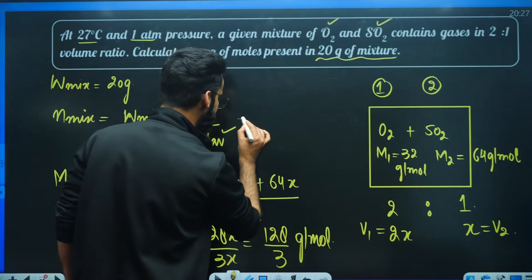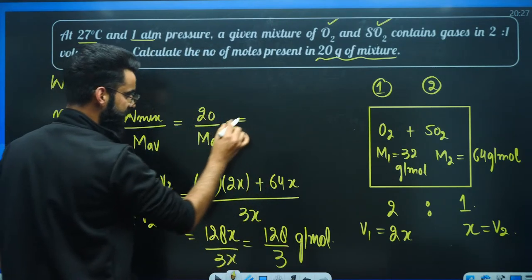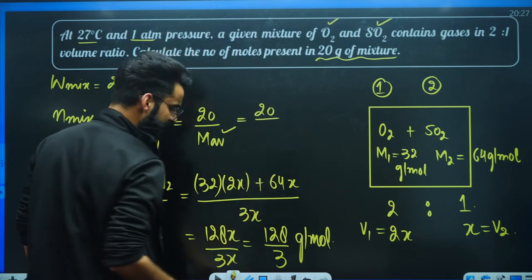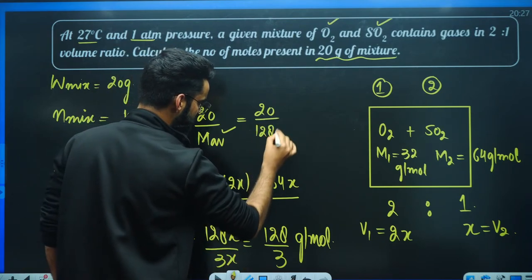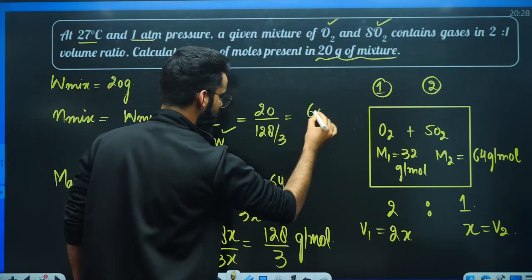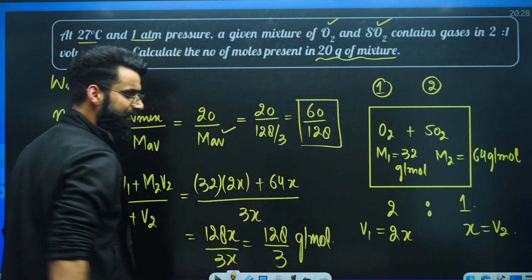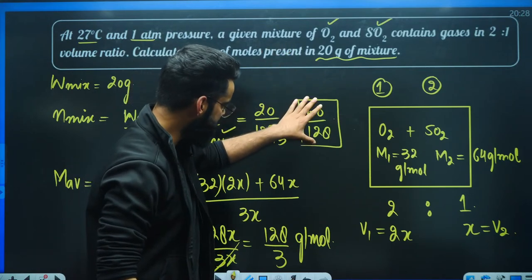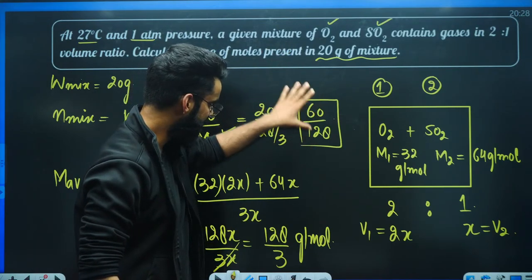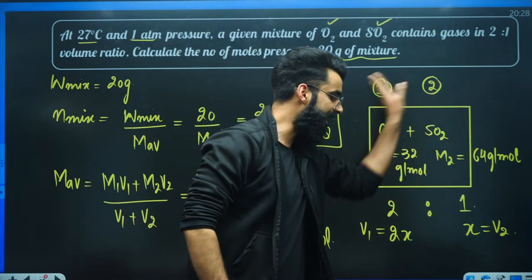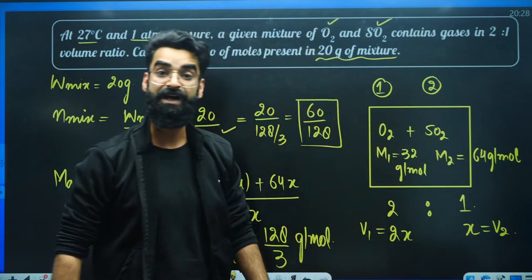Since you calculated the average molar mass of the mixture, put it in this expression. So it's 20 divided by the average molar mass of the mixture, which is 128 by 3. So the final answer of the question is 60 divided by 128. These are the total moles present in 20 grams of the gaseous mixture.